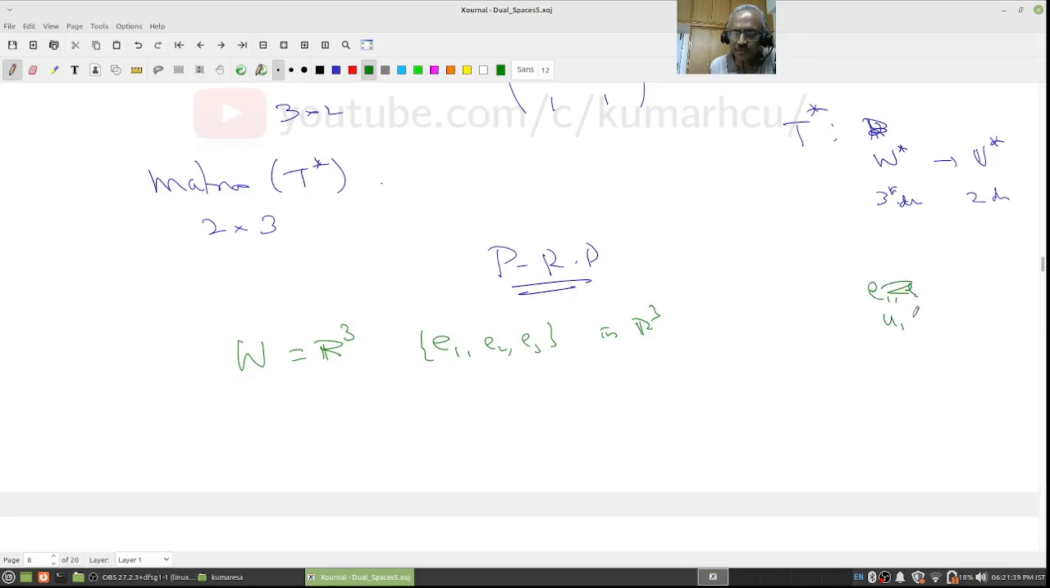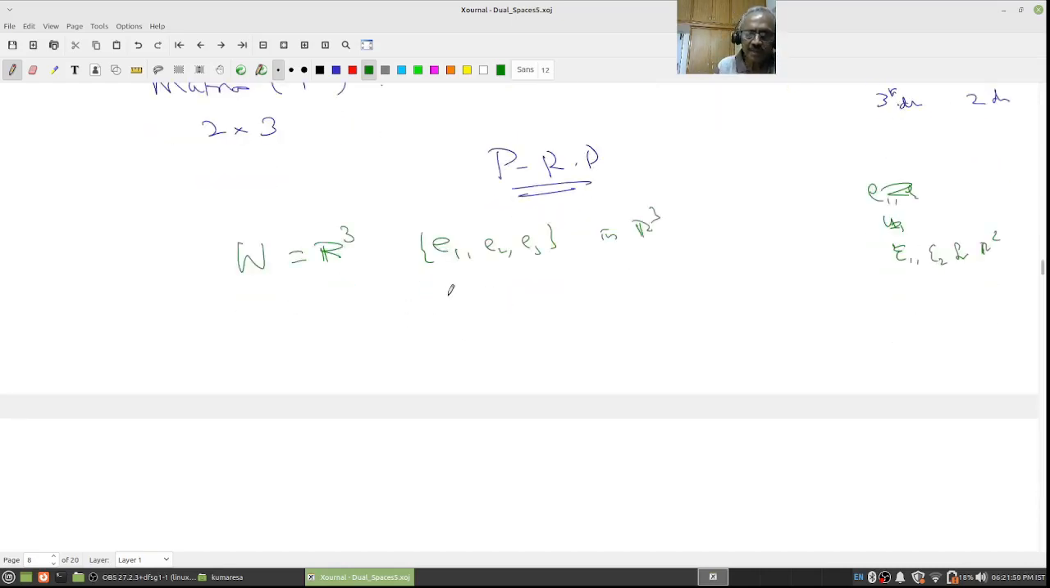And I am also using E1, E2 for R2. Maybe I will use epsilon 1, epsilon 2 for R2, so that we will not get confused. Now what is the dual basis?